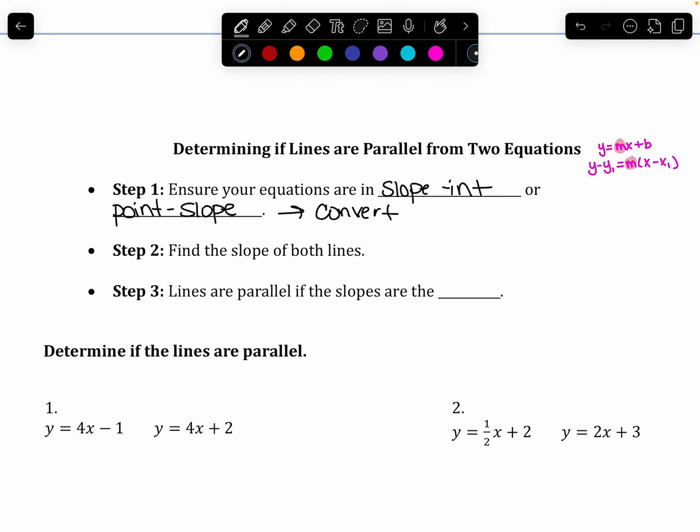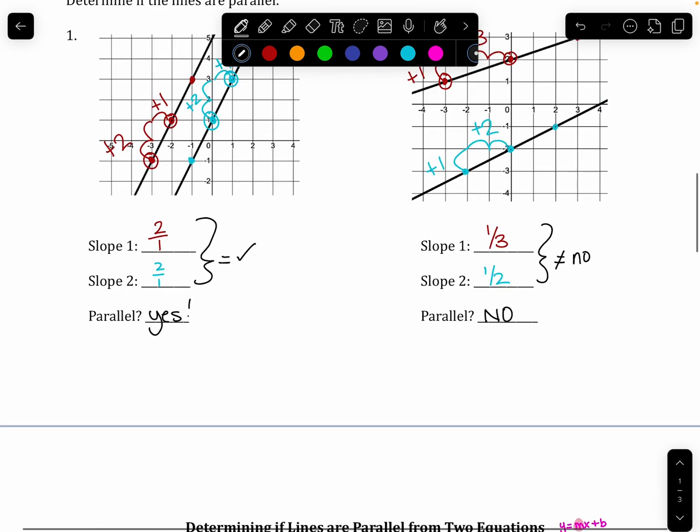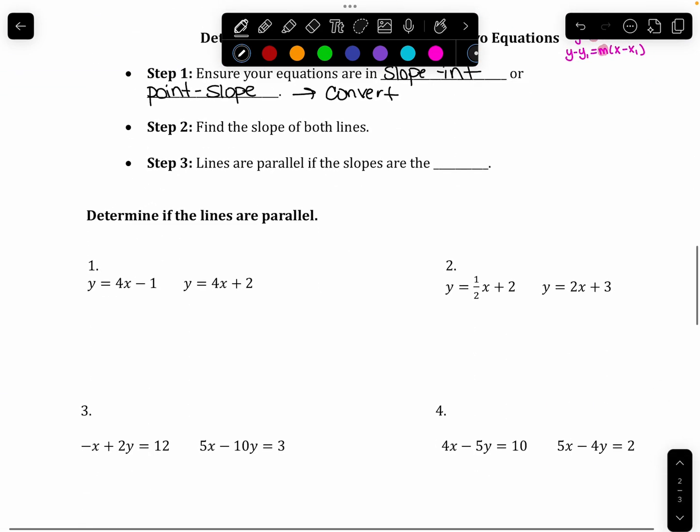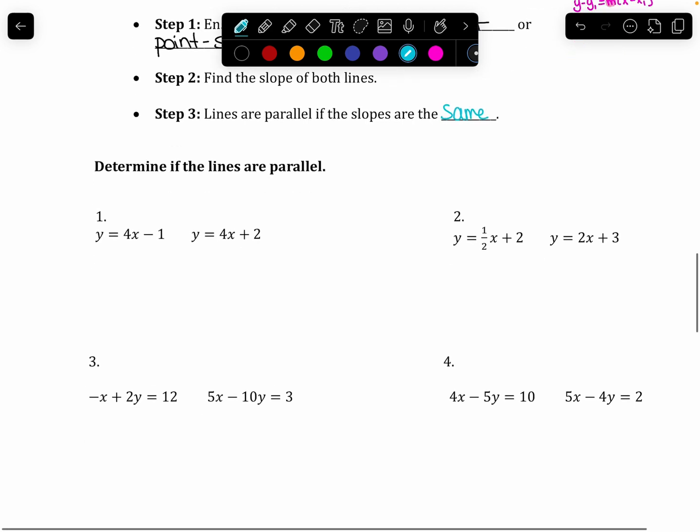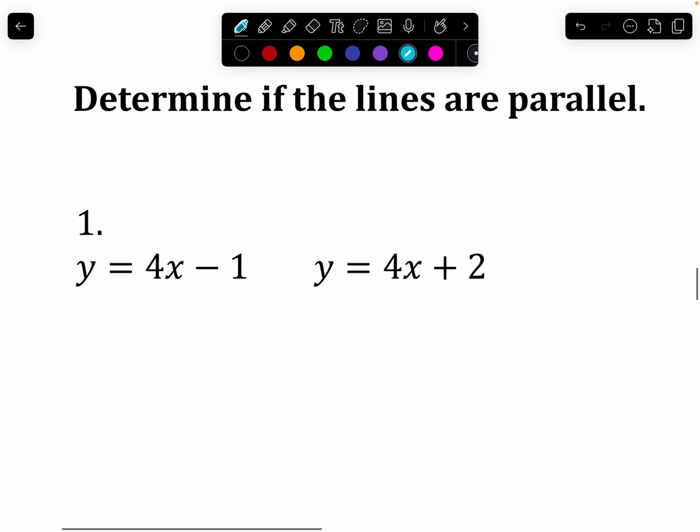Once we determine if our lines are in the correct form, then we are going to find the slope of both lines. We are going to compare them very similarly to what we did up here. If they are the same, then your lines are parallel. So the slope has to be the same for lines to be parallel. All right, so it says determine if the lines are parallel.